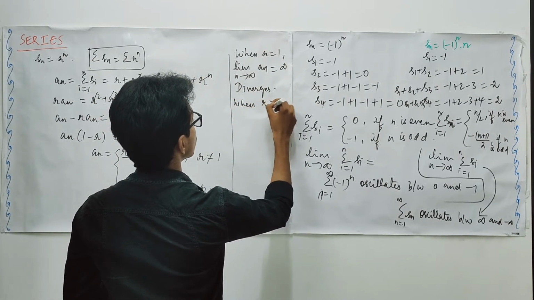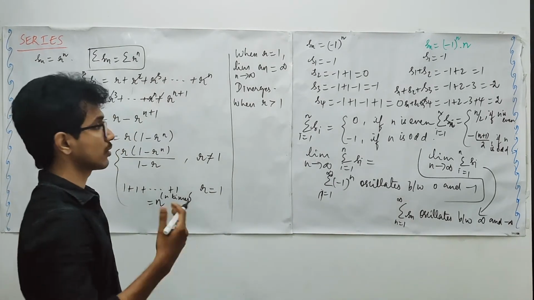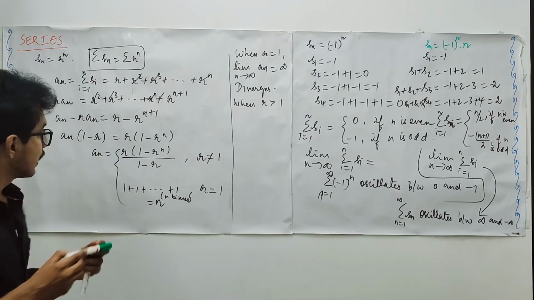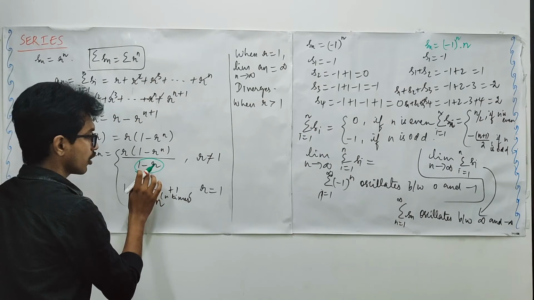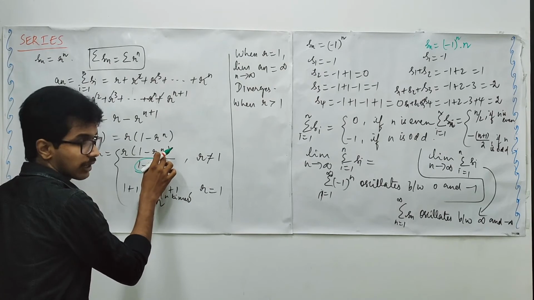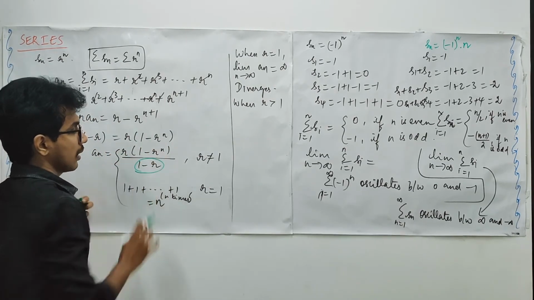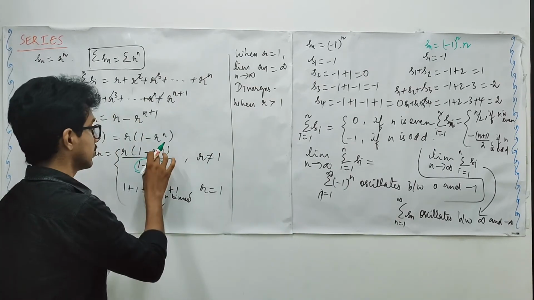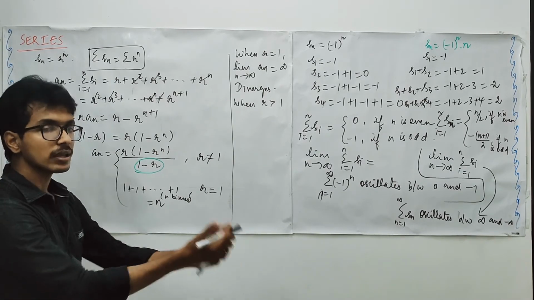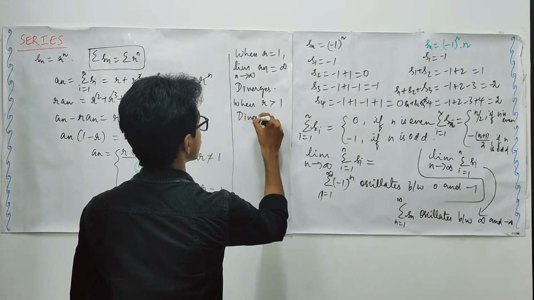Next, when r is bigger than 1, what is going to happen? When r is bigger than 1, this place is going to give you a negative quantity, and this place will also give you a negative quantity. So negative becomes positive. So r power n, when n approaches infinity, is going to approach infinity. So in this case also it diverges.